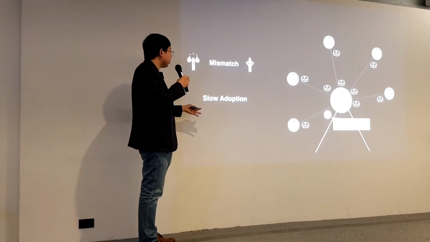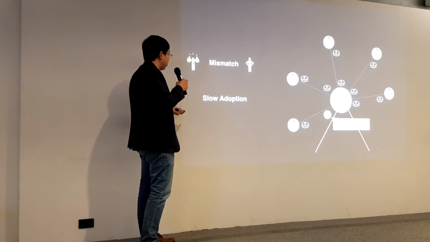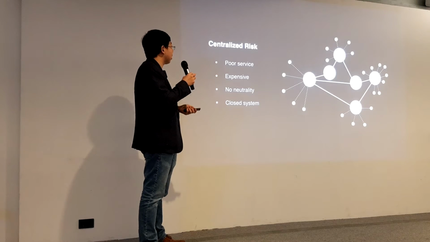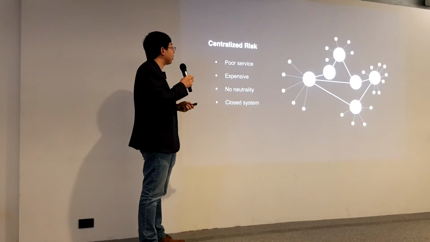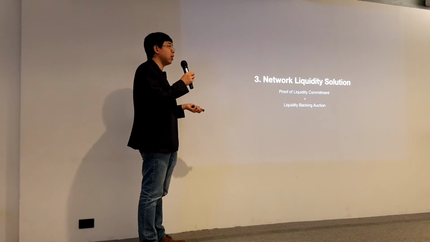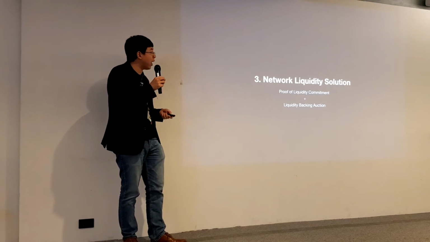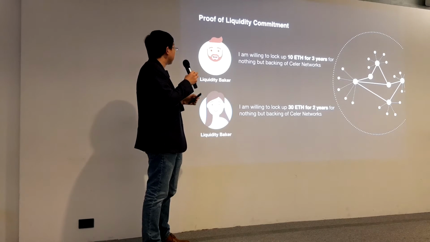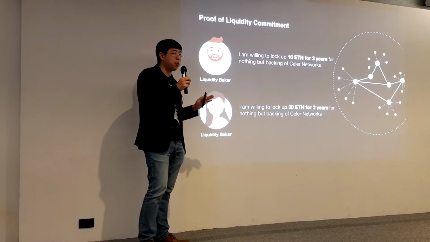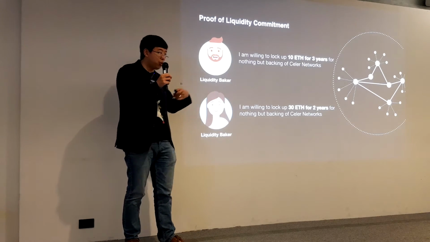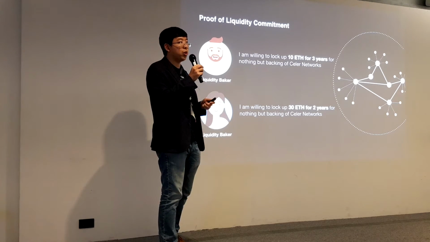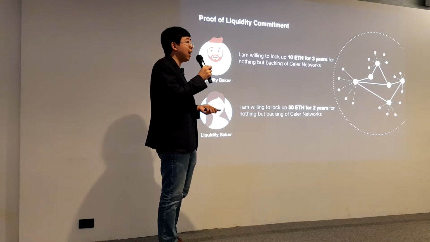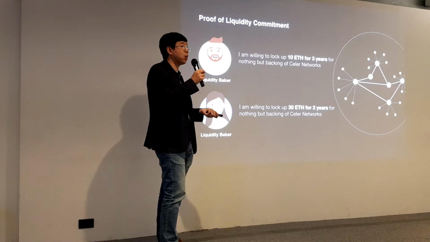So what's going to result? The result is going to be slow adoption and also very quick centralization of this entire network. Only whales can run this stuff. So we introduced two solutions to act as a combined solution for the network liquidity challenge. The first is called proof of liquidity commitment mining. It is meant to incentivize the entire network to create a very abundant and stable liquidity pool for such a network.